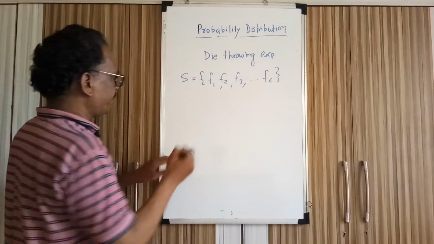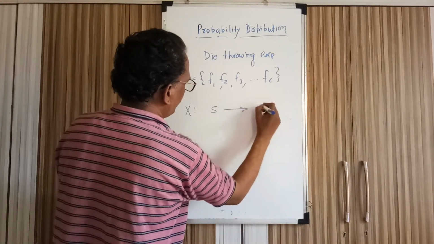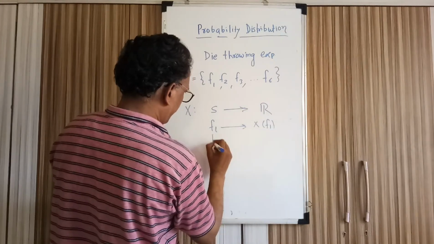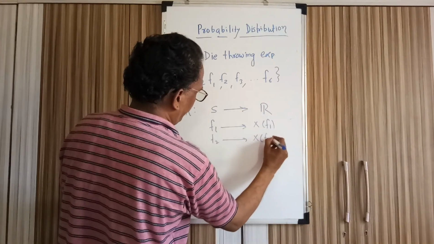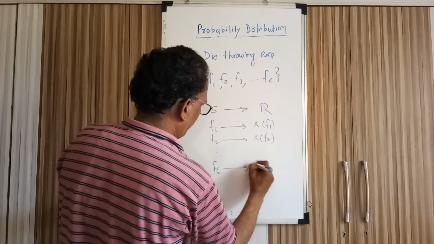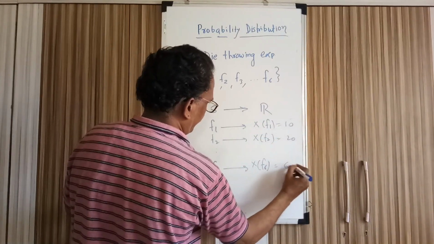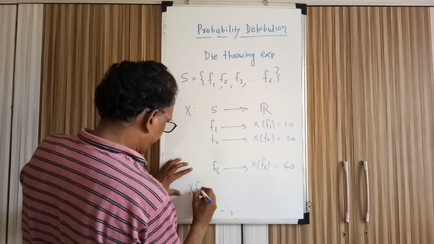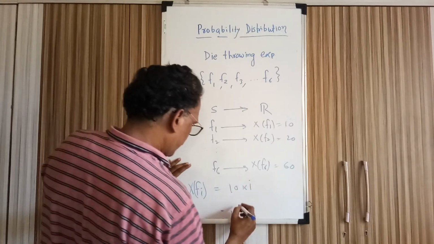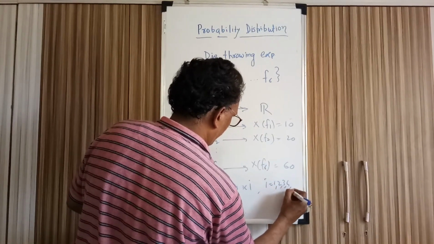So we know that if X is a random variable, it is a mapping from the sample space to the real line. So f1 is going to X of f1, f2 is going to X of f2, where X of f1, X of f2 are real values, and f6 is going to X of f6, all real values. Let us say 10, 20, likewise up to 60. So my mapping is like this: X of fi is equal to 10 times i, where i is varying from 1 to 6.